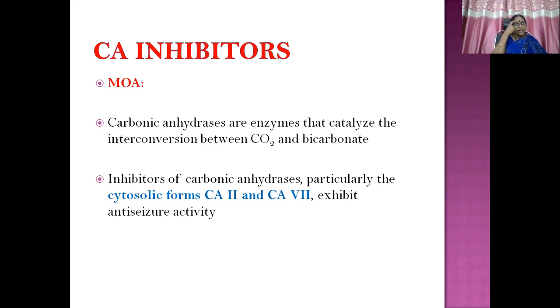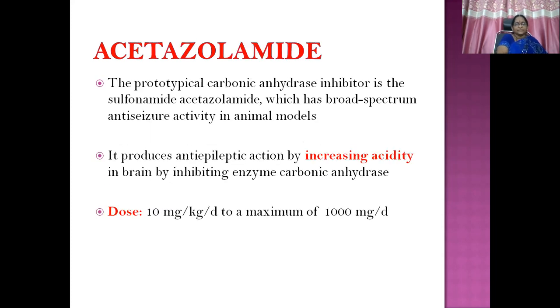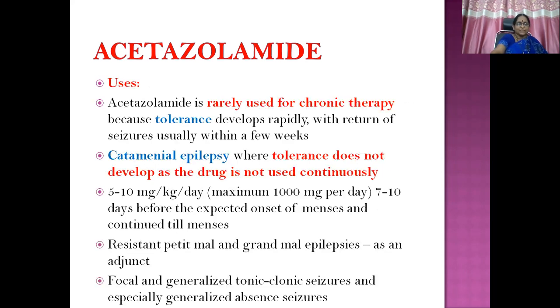Then carbonic anhydrase inhibitors, mechanism of action. Carbonic anhydrases are enzymes that catalyze the interconversion between carbon dioxide and bicarbonate. So inhibitors of carbonic anhydrases, particularly the cytosolic forms, that is CA2 and 7. Inhibition of 2 and 7 only can give rise to anti-epileptic activity, not the other isoforms. The prototypical carbonic anhydrase inhibitor is a sulfonamide, acetazolamide, which has broad-spectrum anti-epileptic activity. But because of the carbonic anhydrase enzyme inhibition, it can also give rise to metabolic acidosis. Dose is 10 milligrams per kg per day to a maximum of 1,000 milligrams per day.